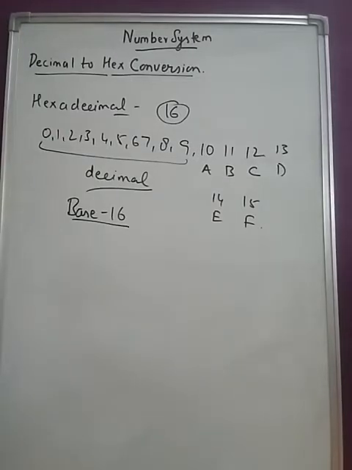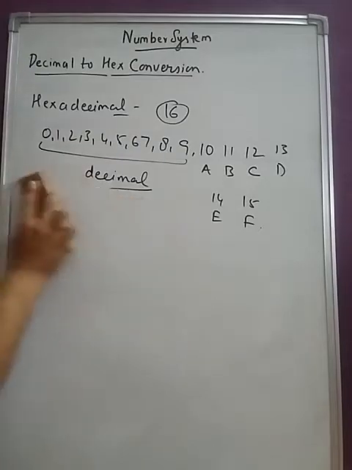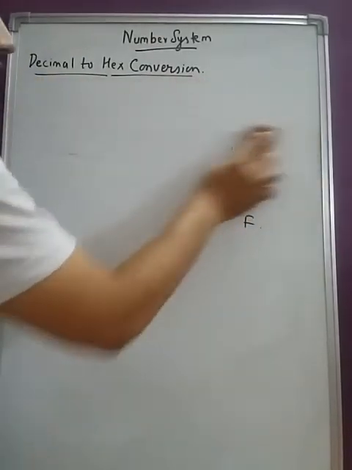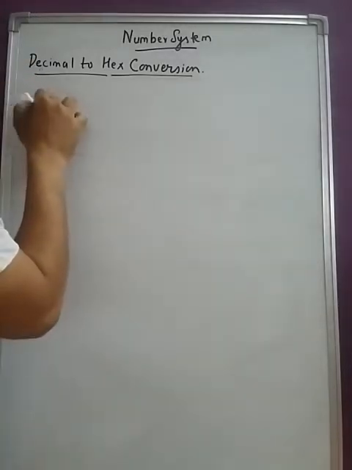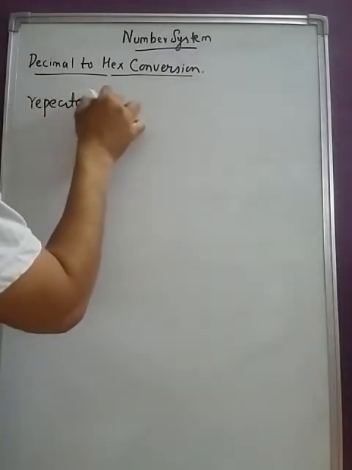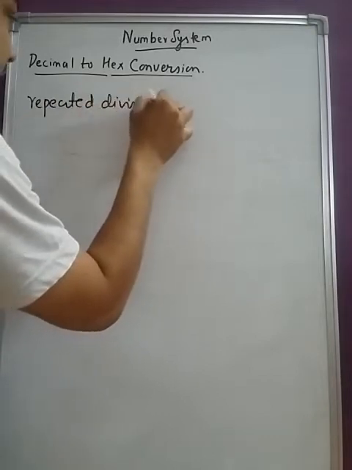So this was the basic of the hexadecimal number system. Now let's get towards the conversion. We have to convert decimal numbers to the hexadecimal form. For that we will be using a method you already know, the repeated division method.